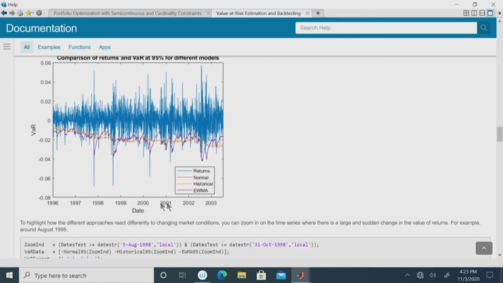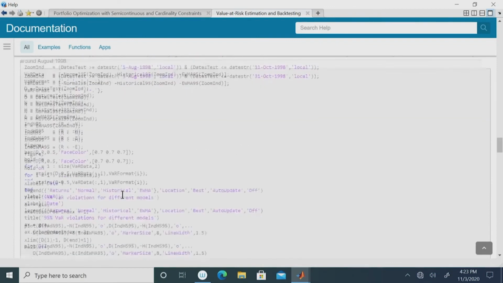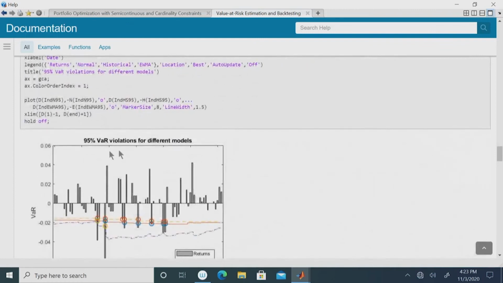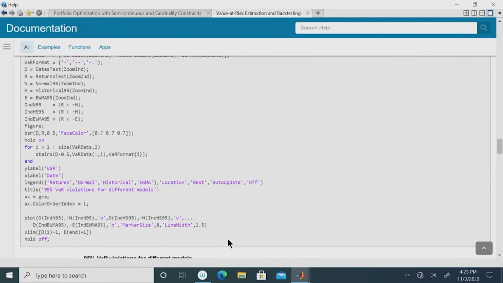Since this is over a larger period of 1996 to beyond 2003, you can actually have a more localized view of what is going on here. Accordingly, we choose a localized period of 5th August 1998 to 31st October 1998. And you observe carefully that this is from 5th August and this is up to 20th October.